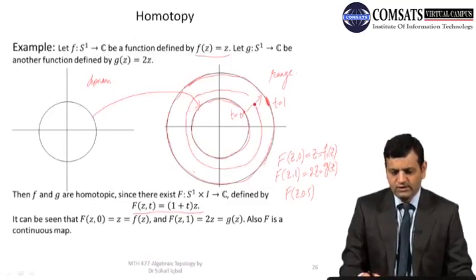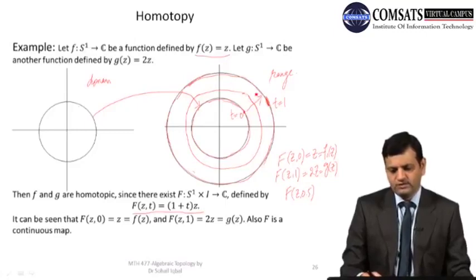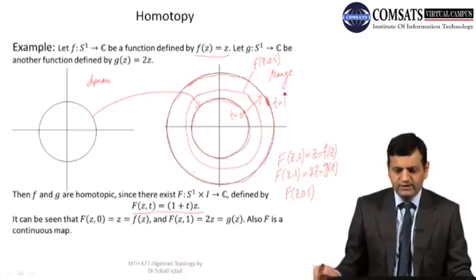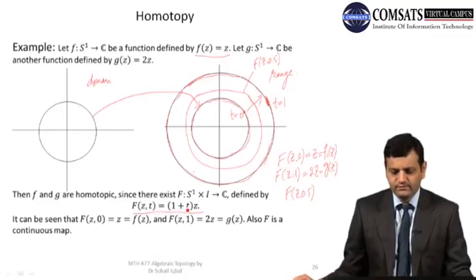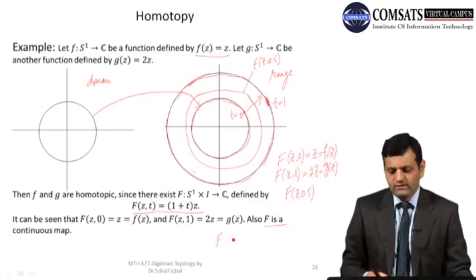My drawing is not good, so let's just assume that this is a circle. So this is F of (z, 0.5), a circle with radius 1.5. Similarly, we can also observe that this function F is a continuous map. So all of these three conditions are satisfied, so we can say that capital F from S1 cross I to C is a homotopy, or in other words, f is homotopic to g.